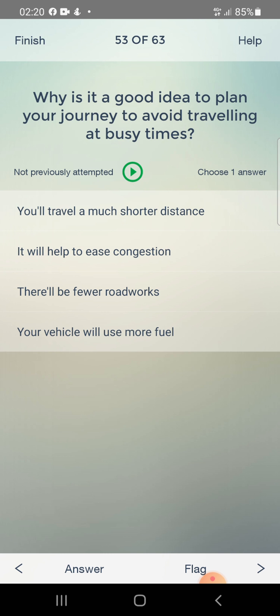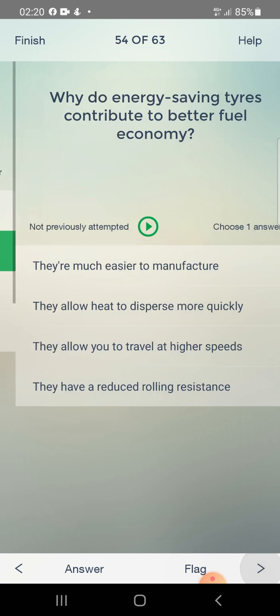Why is it a good idea to plan your journey to avoid traveling at busy times? You will travel a much shorter distance. It will help to ease congestion. There will be fewer roadworks. Your vehicle will use more fuel. It will help to ease congestion.